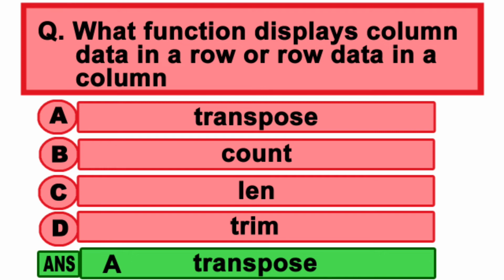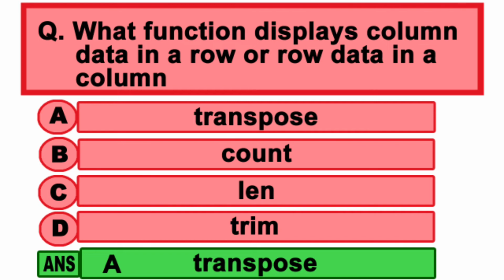Count. The count function counts the number of cells that contain numbers and counts numbers within the list of arguments. Len. Len function is a text function in Excel and can be used to count the numbers of characters in a text. The function is used to count letters, numbers, special characters, and all spaces from an Excel cell.